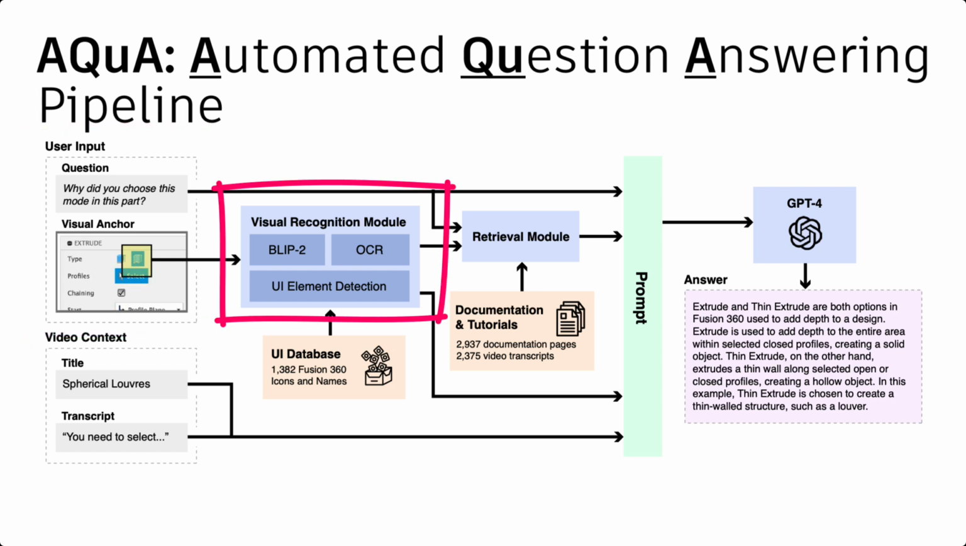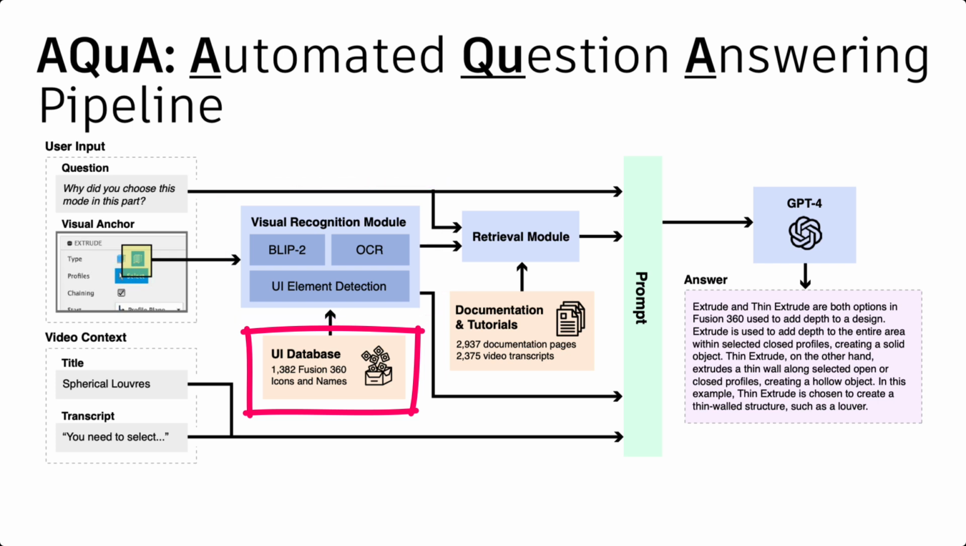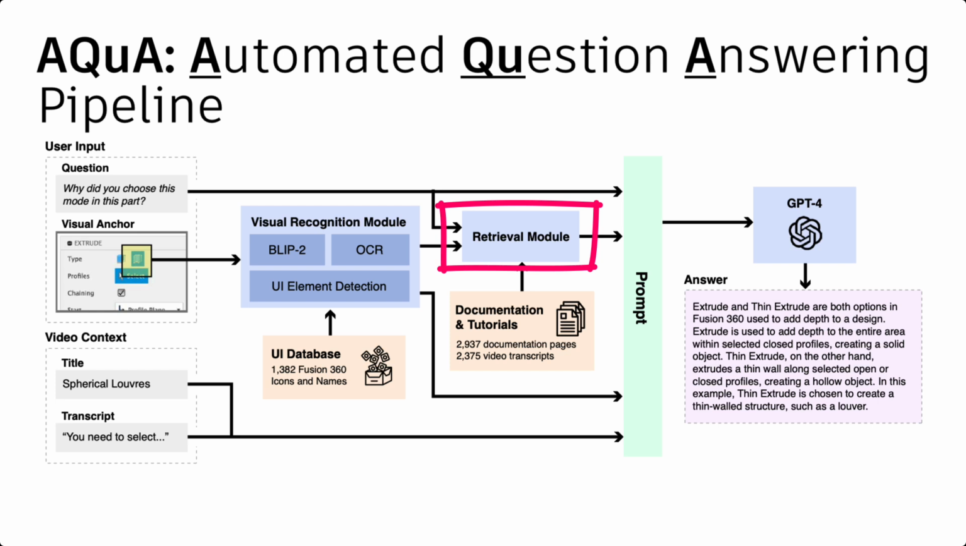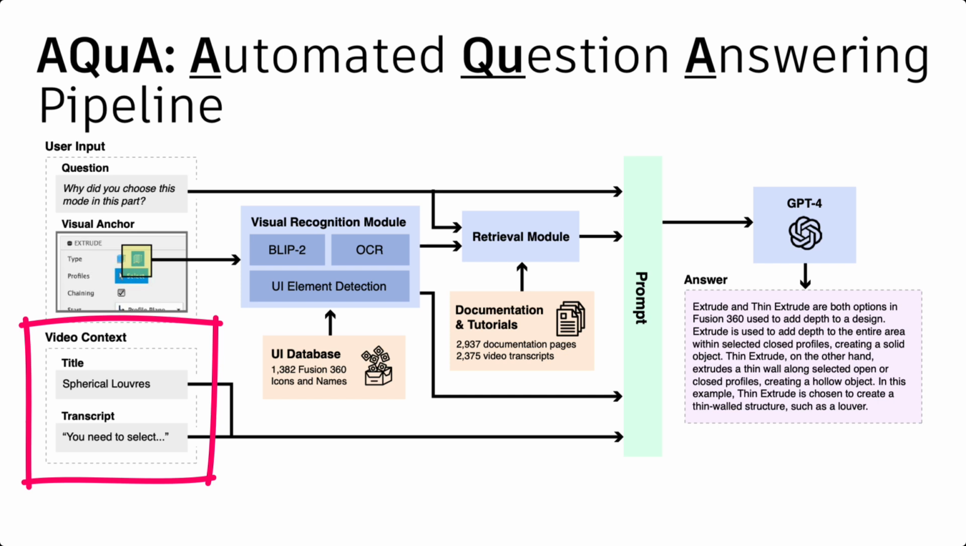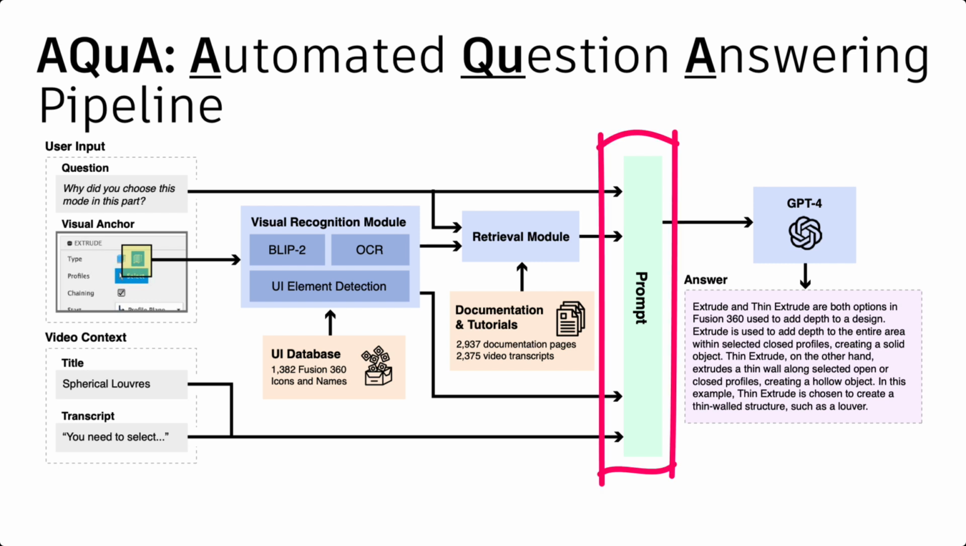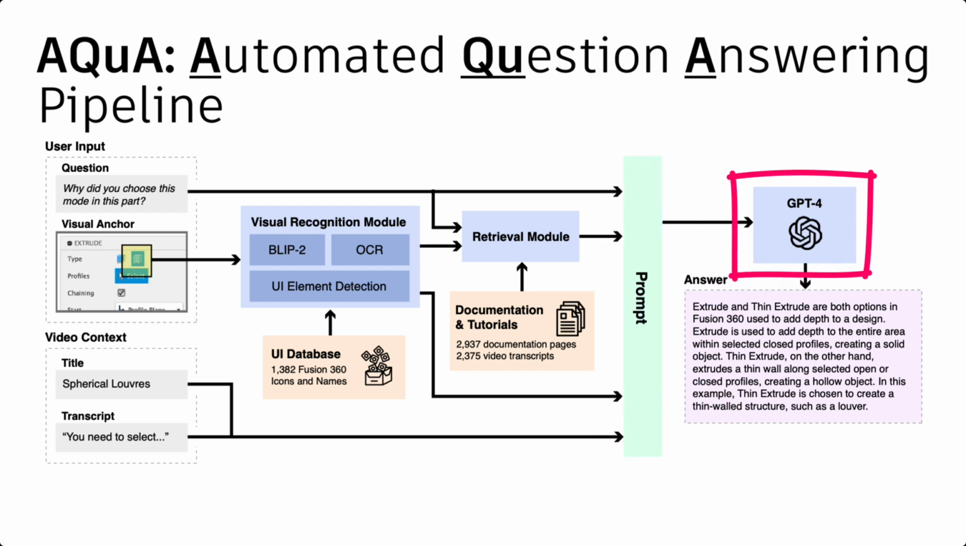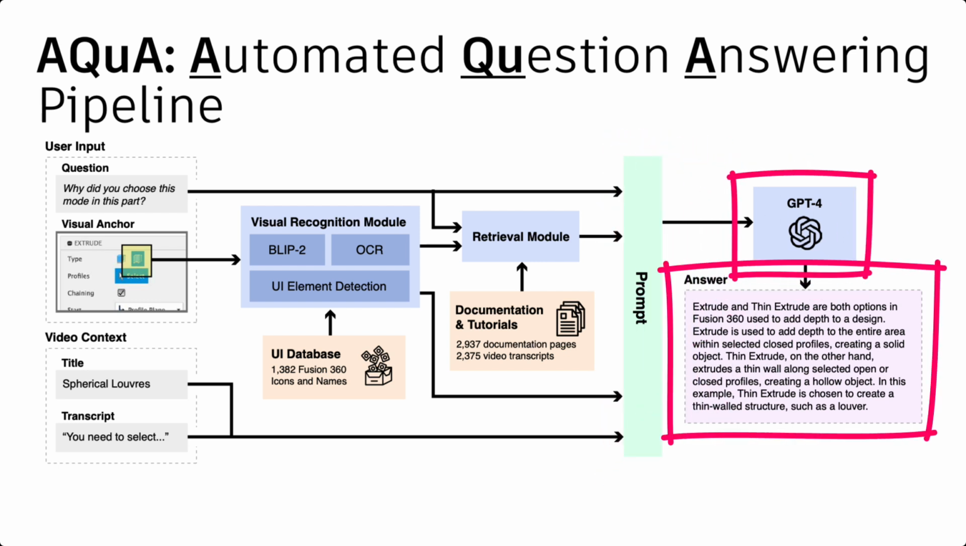The visual recognition module first generates a text description of the anchor using a UI database composed of UI icons and their names. The retrieval module then retrieves relevant content to the question text and text description of the anchor, which includes product documentation and transcripts of other video tutorials for that software. We also retrieve the title and relevant sentences in the transcript of the tutorial video that the question was asked about. All of this is then fed into GPT-4 through a crafted prompt to get a helpful answer.